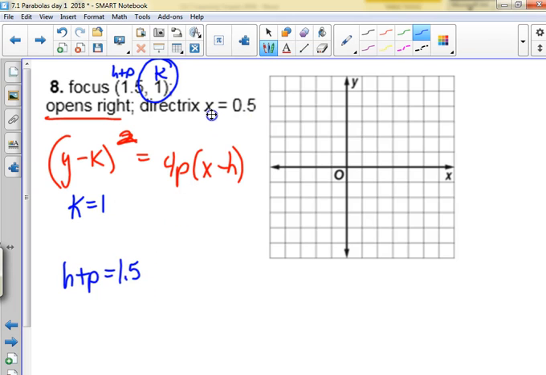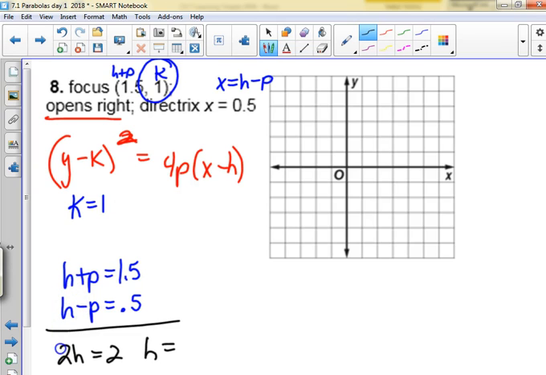All right. The directrix equation is what? X equals h minus p. So h minus p equals 0.5. Now, you can figure out that it's right smack in the middle of those. What's halfway between 1.5 and 0.5? 1, right? Could you also, if you couldn't figure that out, look at what we have here. Is this a little baby system? Remember at the end of last semester? Elimination or substitution, or just can I add them together? 2h equals 2, h equals 1, yes?